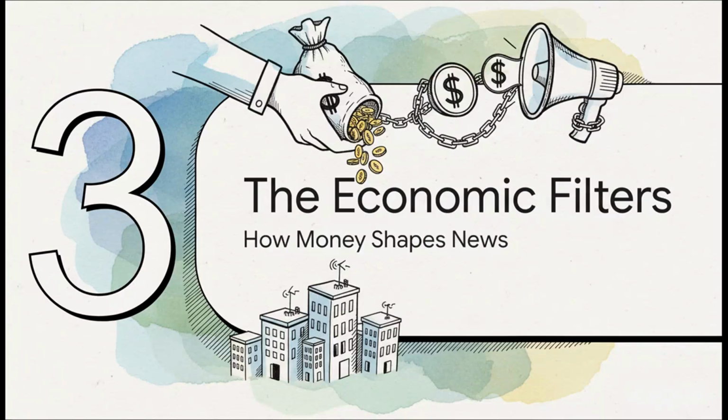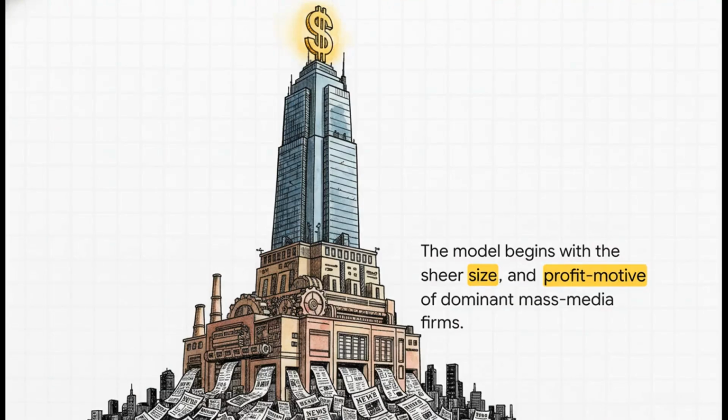So let's start with those first 2, which are all about the money. Because according to this model, if you really want to understand the news, you have to start with the business structure it's all built on. The very first filter is ownership, and the point here is pretty straightforward. You can't just start a major TV network or a national newspaper in your basement anymore. It takes an absolutely massive amount of money. And what that means is that the media outlets we all know are owned by huge, profit-driven corporations.